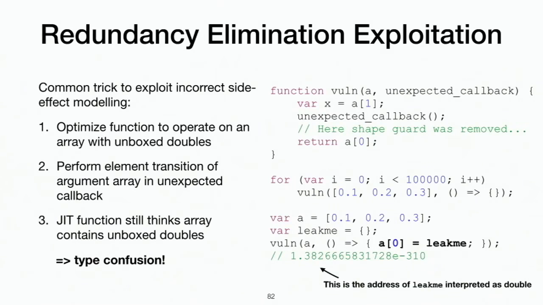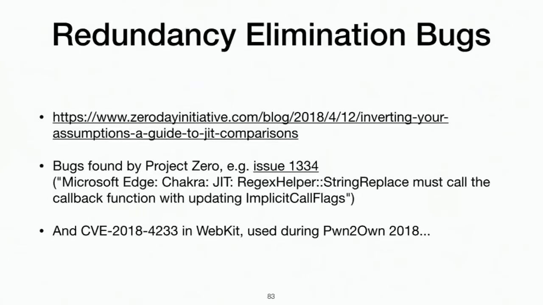And then if this callback returns, the JIT code essentially still thinks that the array is storing unboxed doubles, but it's now storing pointers. So in this case, what it would do is basically fetch this pointer, treat it as a double and give it back to you. So you would get this weird looking double, which is essentially the address of this object in memory. So that's an info leak. So we get a type confusion. That's basically what we achieve here.